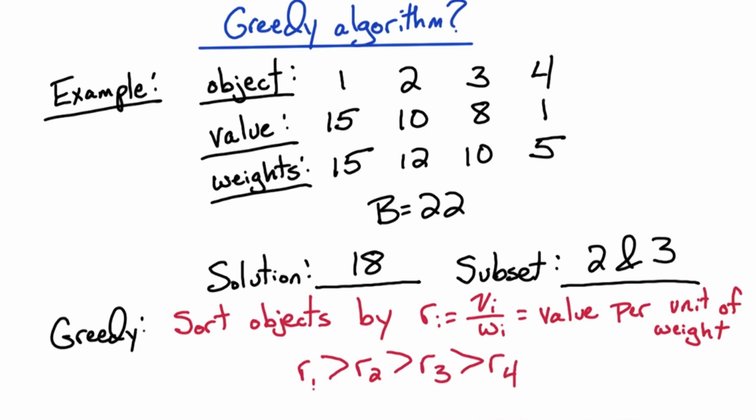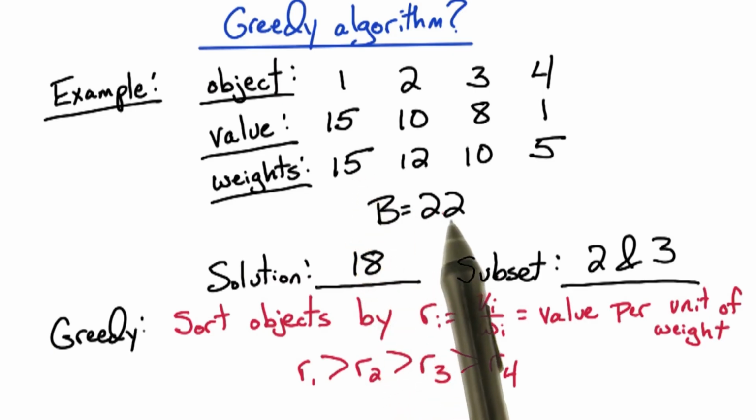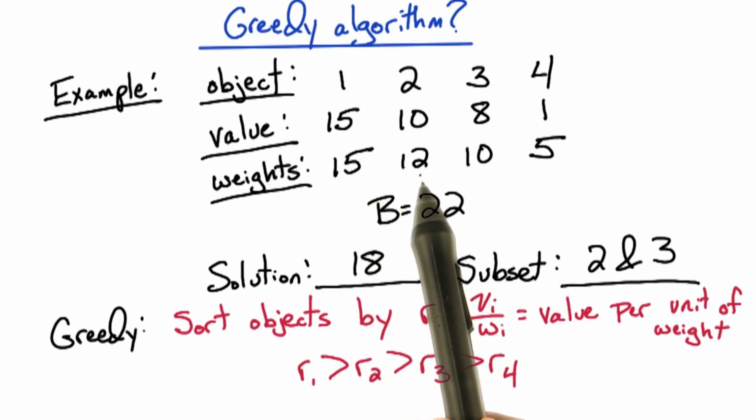So now what would a greedy approach do? The greedy approach would try to add object 1, if it can. In this case, it can. Then it would go to object 2, and it would try to add object 2 if it can. But in this example, once you add in object 1, you have 15 units of weight, so you only have 7 units of weight remaining, so you can no longer add in object 2.